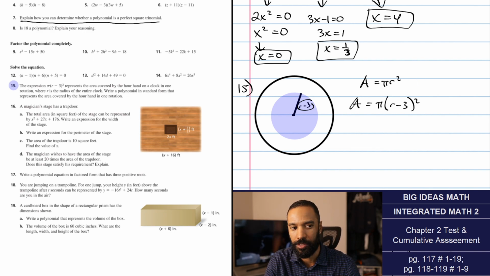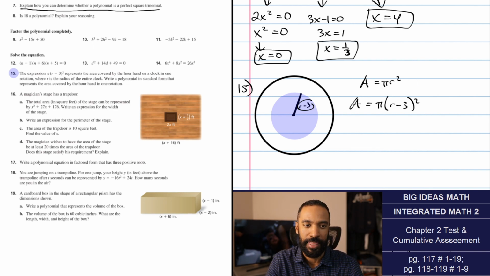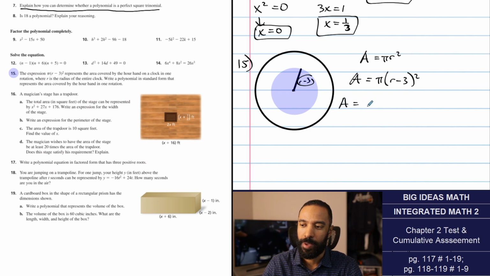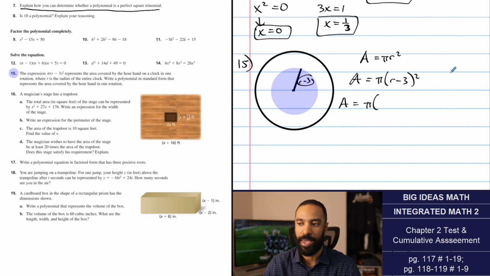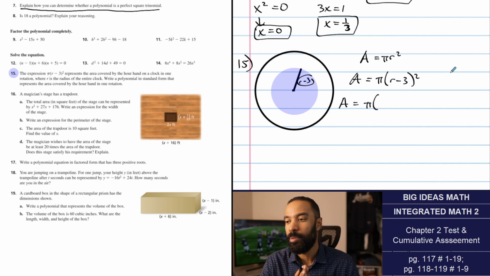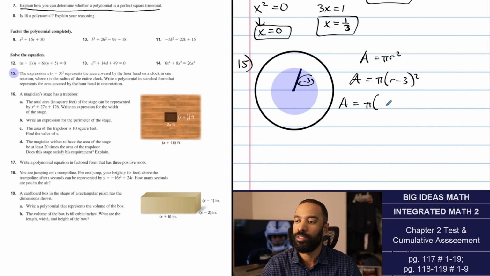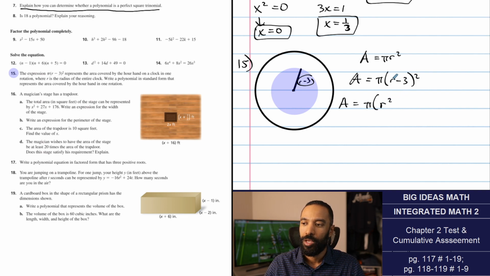They want us to write a polynomial in standard form that represents the area covered by the hour hand in one rotation. This is the factored form. So let's get the standard form and expand that. Remember, I can't distribute pi in here, because this is being squared first, order of operations. So we have to expand this. This would be a 2.3 question, because they have (r minus 3) squared, which means you practice expanding this into a perfect square trinomial. We square r, we double the product of these two, negative 3r doubled is negative 6r, and then we square negative 3 and get positive 9.